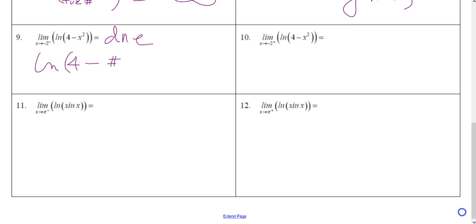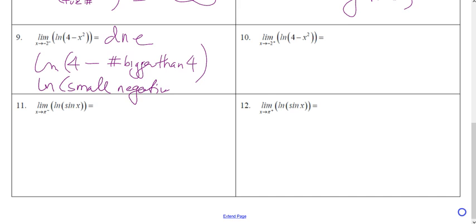Okay, so you're doing the ln of a small negative. I tend to call it ln. Those of you who are fans of a certain TV show can certainly call it ln.